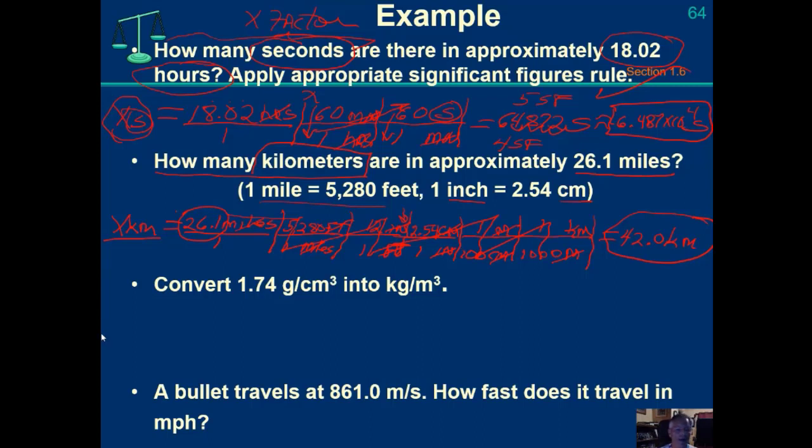Okay, let's go ahead and convert 1.74 grams per cubic centimeter into kilograms per cubic meter. Now, it's going to be easy to convert grams into kilograms because kilo means 1,000. Since we're going from grams to kilograms, there's 1,000 grams per kilogram. But cubic meters and cubic centimeters are units of volume. So here is a way to think about this.